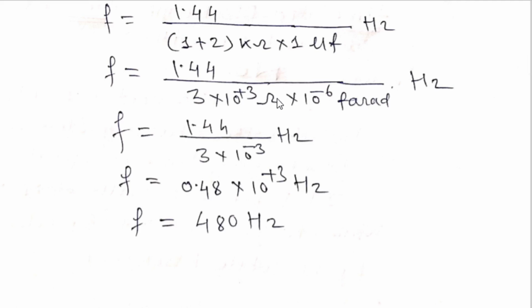No need to write these things again. 1.44 divided by 3 into 10 raised to minus 6 and 10 raised to plus 6 will result in 10 raised to minus 3. So 10 raised to minus 3 will go upside and this will become 10 raised to plus 3, and like this the frequency F is equal to 480 hertz.